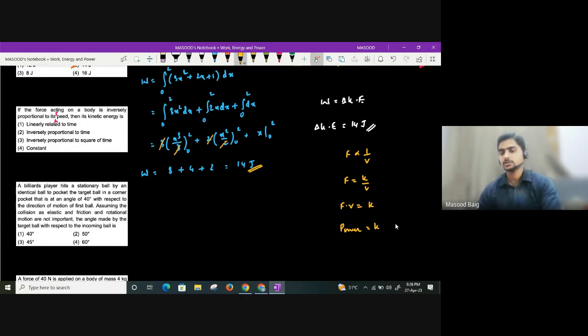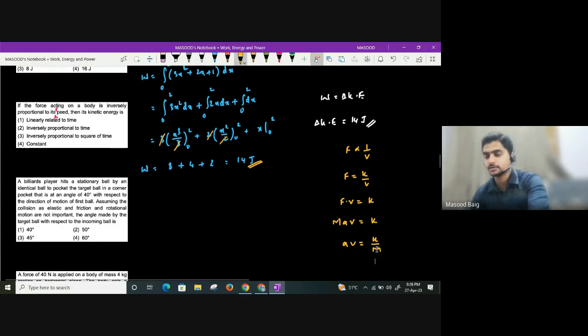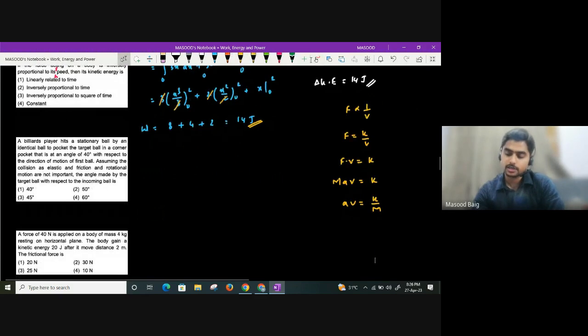So if power is a constant value, or if not, you can directly write F into v is constant again. How can you write force, beta? I can write it as mass times acceleration into v will be equal to a constant. Again, I can write a into v will be k divided by m. Mass anyhow will be a constant value, so overall this will be constant. Now, because they're asking everything in terms of time here, I can write acceleration as dv by dt, which should be equal to k divided by m. Okay, so I'll write v into dv will be equal to k by m into dt.